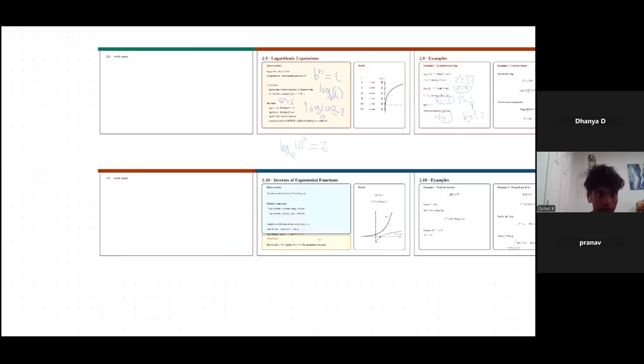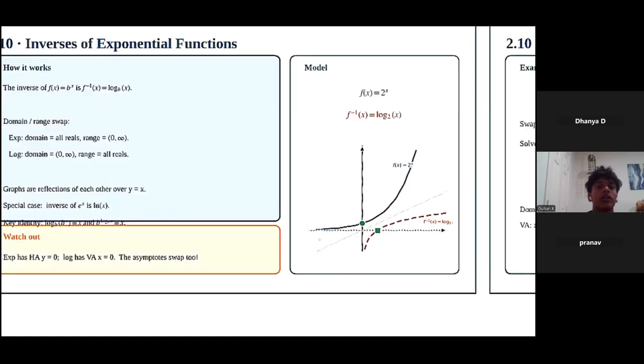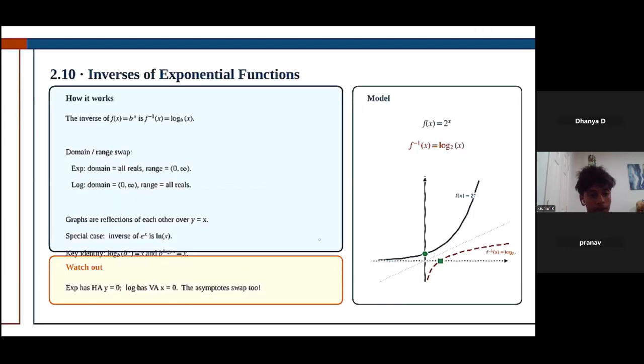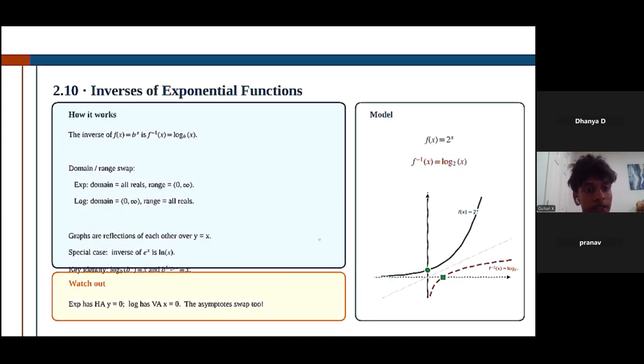All right, final topic of the day now. Inverses of exponential functions. The inverses of exponential functions are logs. We said earlier that to solve for inverses, we just swap x and y. For example, x to the 4 equals y. The inverse of this is going to be y to the 4 equals x, and we have to solve for x. To do that, we use a log.